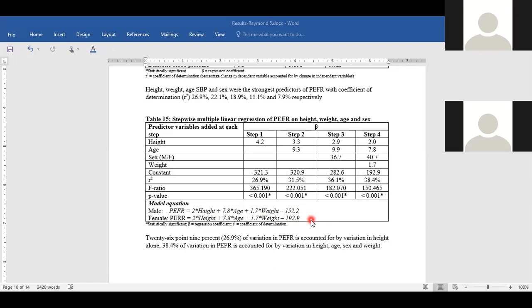And with this equation, we will now develop a nomogram. Use this equation to develop a nomogram. It's not a small job. In fact, the nomogram, let me even show you. The nomogram is not small.